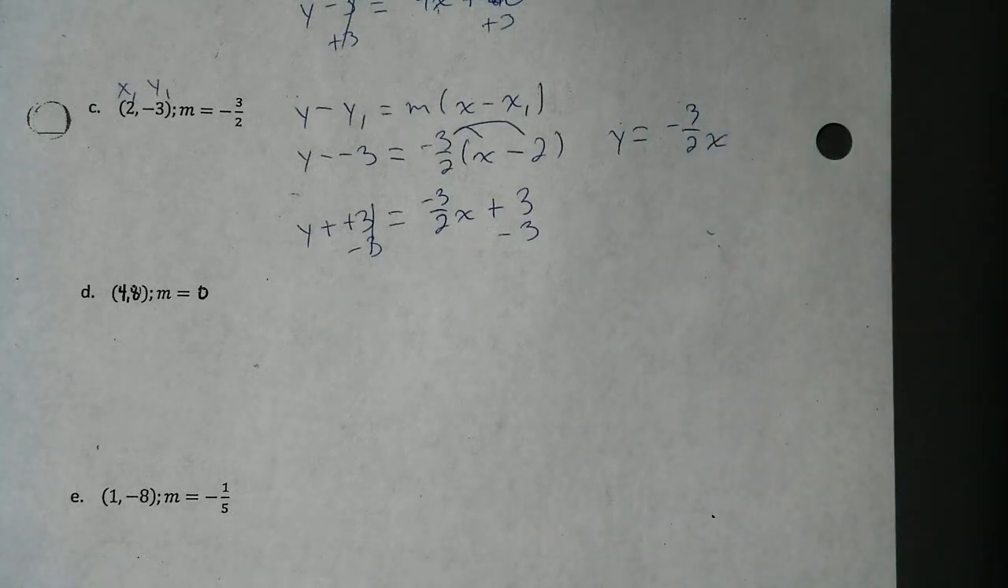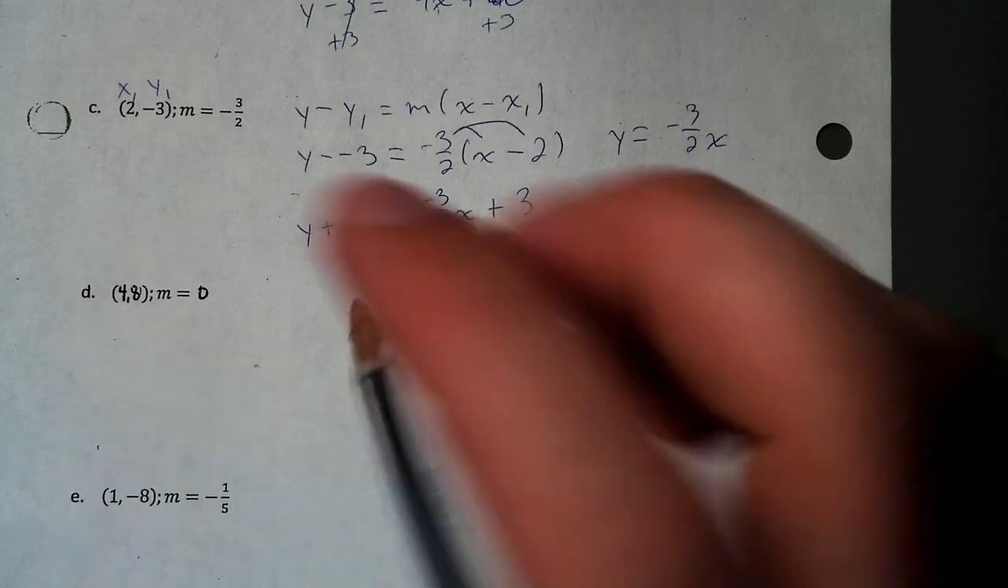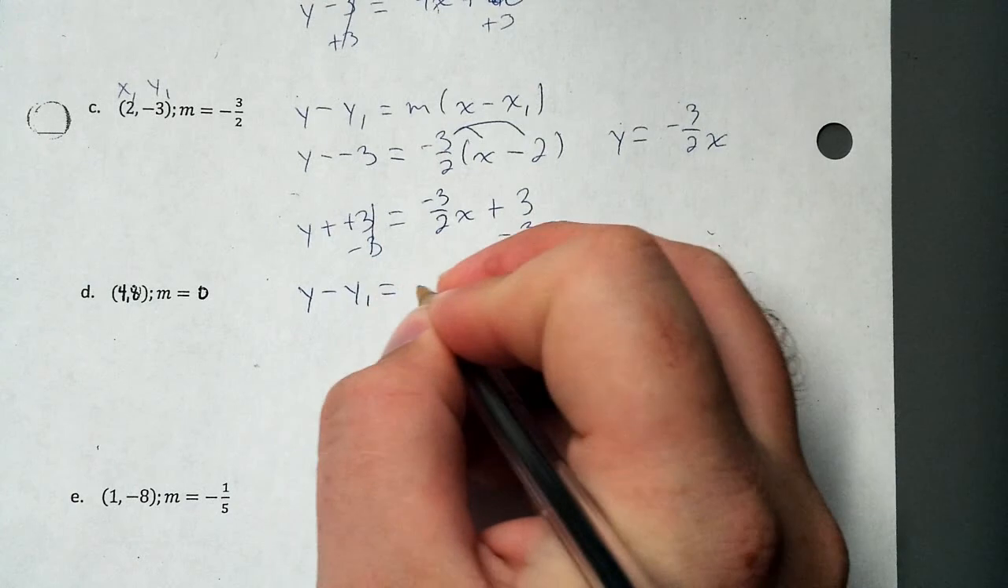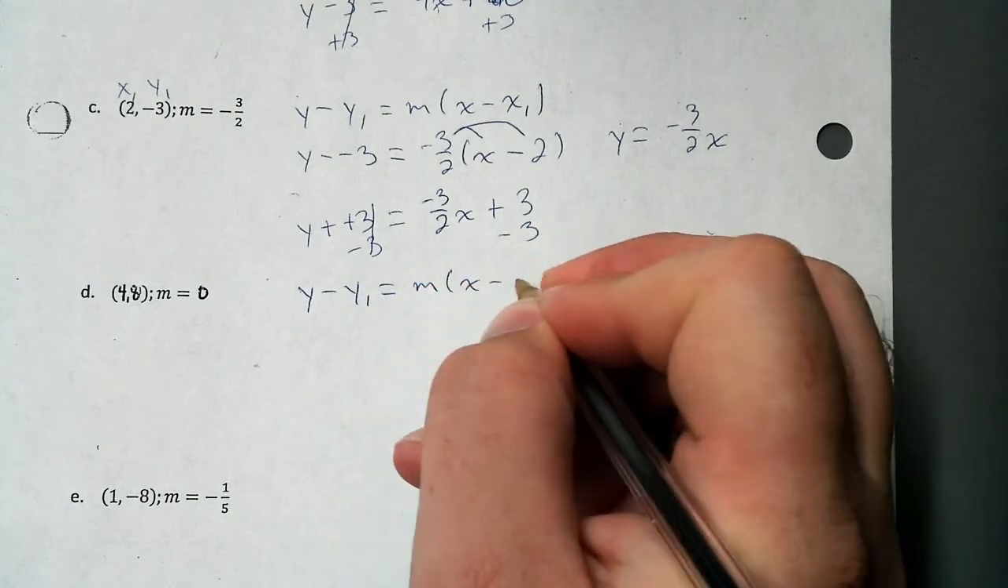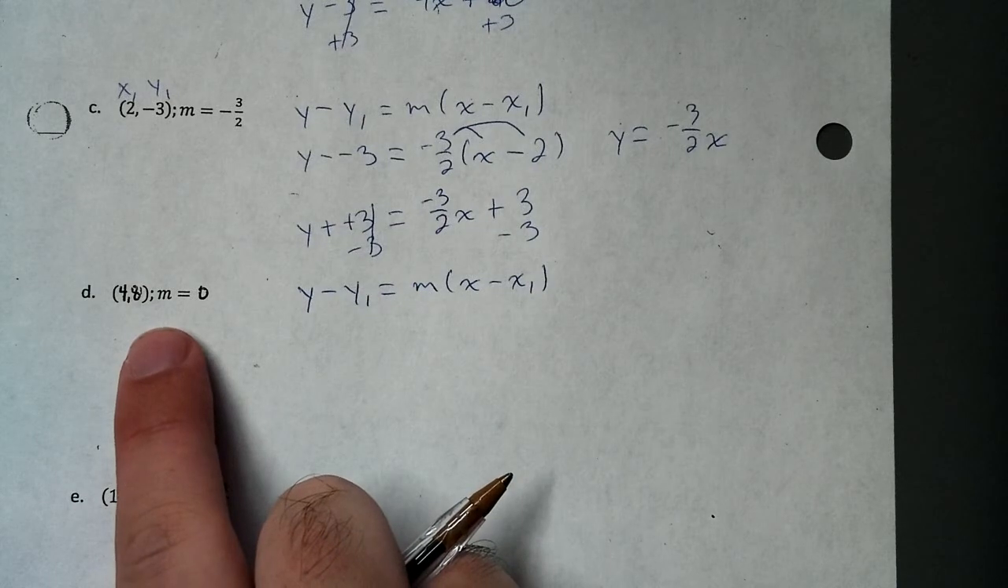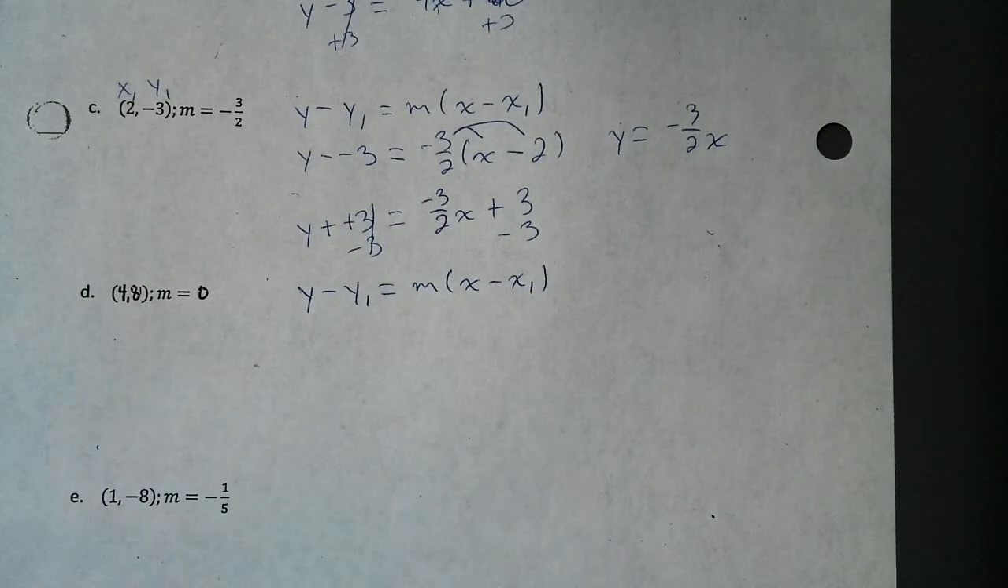Now, I want you to try D. We'll go ahead and write the equation. y minus y1 equals m times x minus x1. I want you to write the equation, fill it out, and then check your answer. Okay? So push pause now until you've tried it.